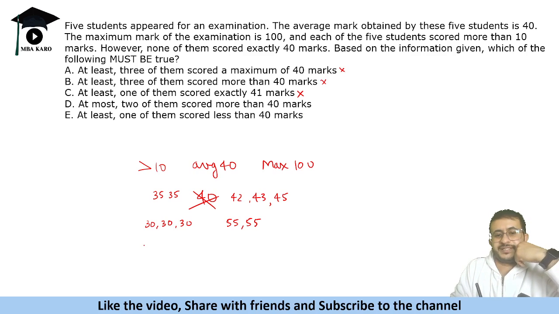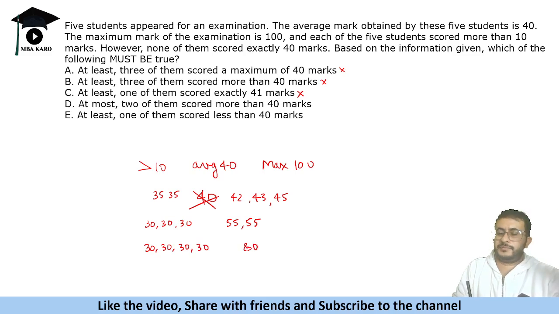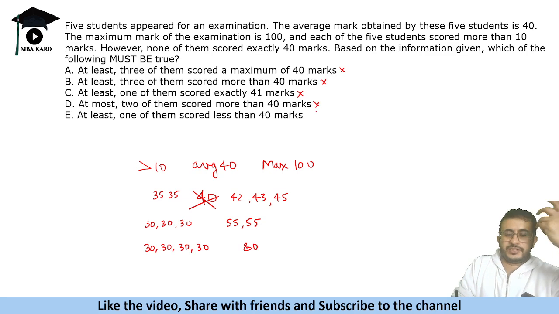So let us do one thing. Let us have four people less than 40. So this is 120. One person greater than 80. Right, so this is also rejected.